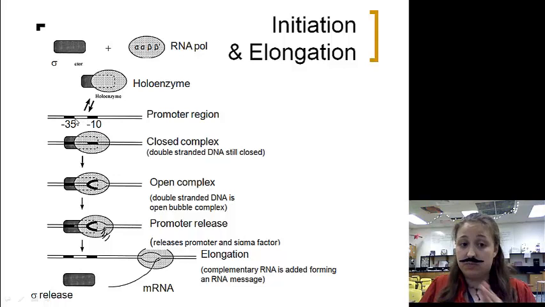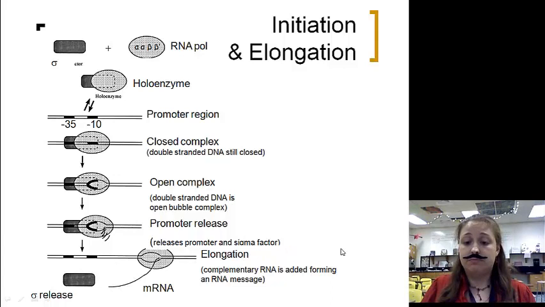The holoenzyme sits down onto the promoter region, and it has a closed complex, which means the double strands are still closed. It initiates an open complex, which y'all know is the bubble. Once we have the open complex, or the bubble, the promoter releases. The sigma factor releases, and the RNA polymerase is allowed to continue through with the bubble, adding new complementary RNAs, creating a messenger RNA. So here we show that the bubble has moved, our RNA polymerase has added new RNAs, creating our mRNA, our messenger RNA.